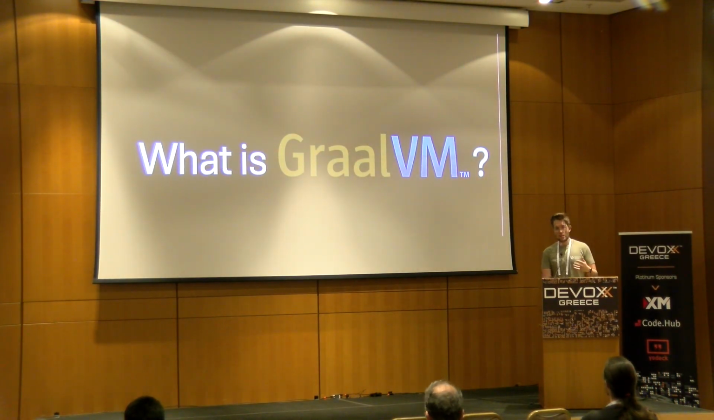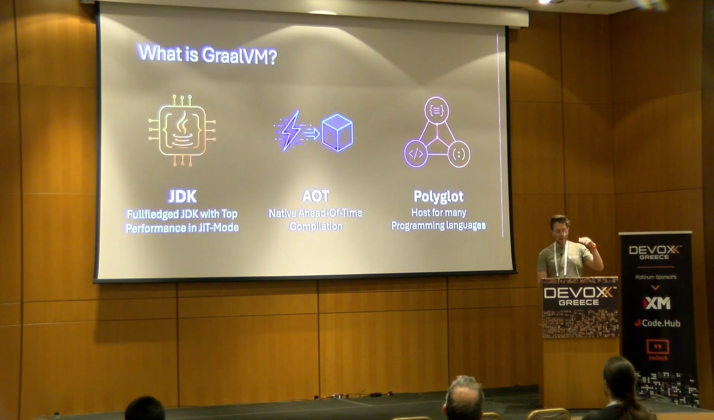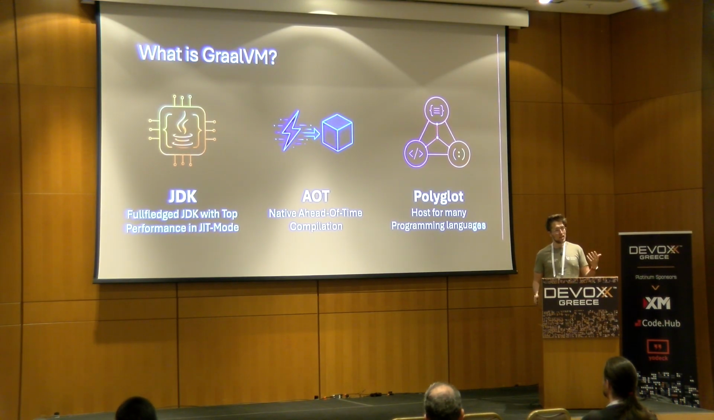So what is GraalVM on a higher level? Basically, it's made out of 3 parts. The first one is it's a normal JDK. You can use it like you would use an Open JDK or an Eclipse Temurin. You can just exchange it and use it as a normal JDK. But it also supports really high performance, even in JIT mode.